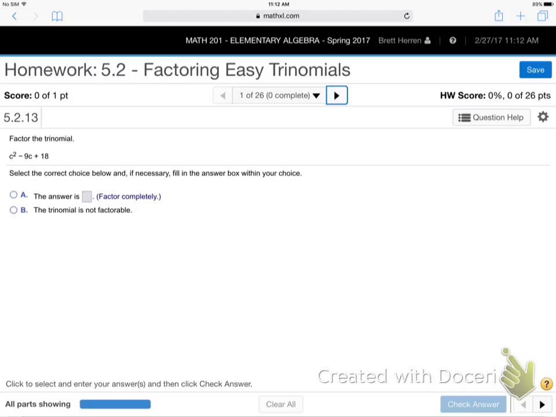Right, there it is. All right, so we want to factor. Okay, now, first off, notice that, here, I'll write it up here a little bigger. c squared minus 9c plus 18. Let's try what we learned last time. Remember what we learned last time?